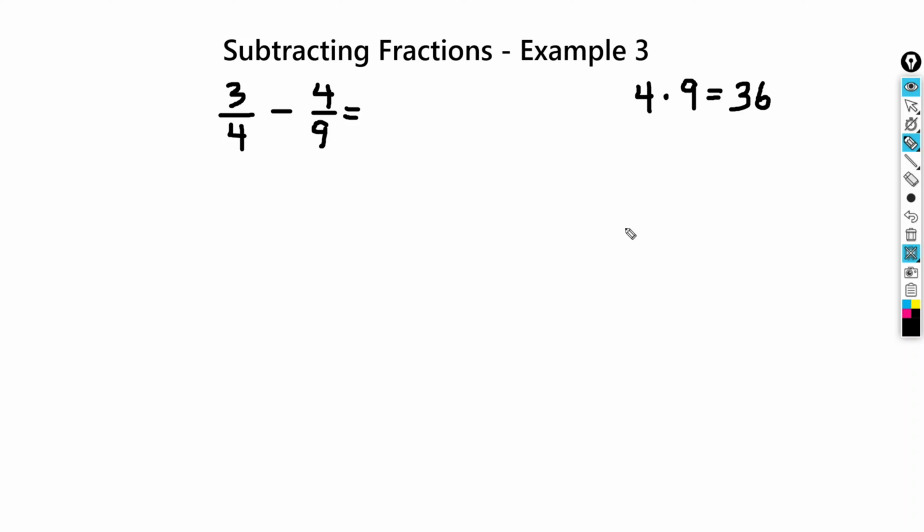And you might notice that all I really need to do, I don't even really need to do this step here. What I can do is I can just take this denominator and multiply the top and the bottom of this fraction by that denominator. So multiply the top and the bottom of the first fraction by 9. And then take this denominator 4 and multiply the top and the bottom of this fraction here by 4. And that's going to give me a common denominator.